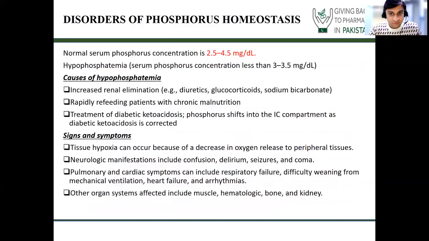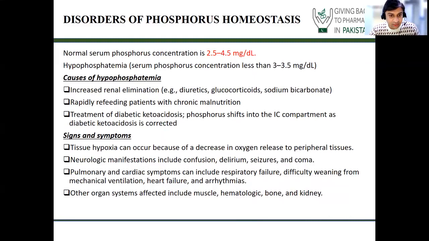So, disorders of phosphorus. Normal phosphorus concentration is 2.5 to 4.5 milligrams per dL. So hypophosphatemia, all those patients who have less than 2.5, they have hypophosphatemia. So what are the causes of hypophosphatemia? If the patients have increased renal elimination, like the patients are on diuretics, glucocorticoids, or sodium bicarbonate, all these drugs can cause hypophosphatemia.